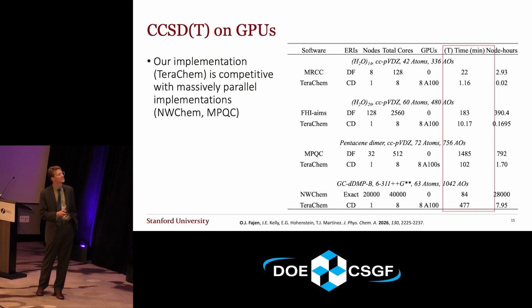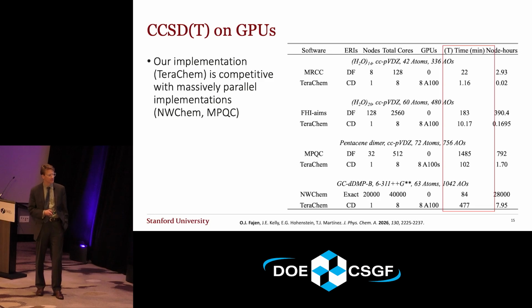And what we notice in this column is, if we look at the total time that the (T) calculation is taking for our method in TeraChem and every other implementation, for these top 3, we're all faster. The only one we're slower on is this calculation down here with 1,000 basis functions, which is one of the largest canonical (T) calculations that has been done.